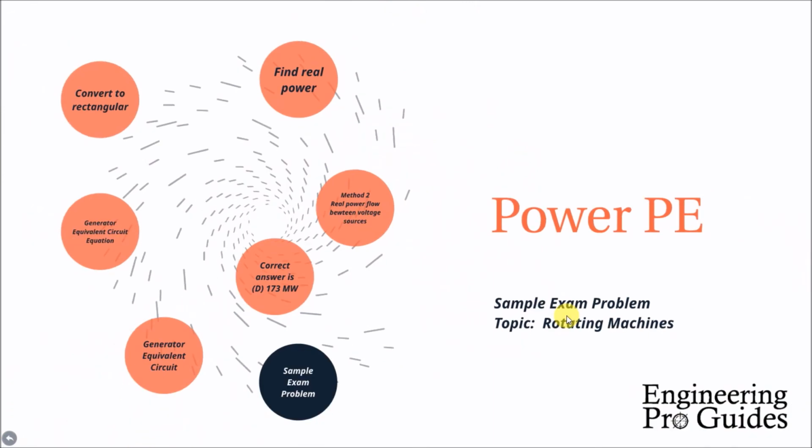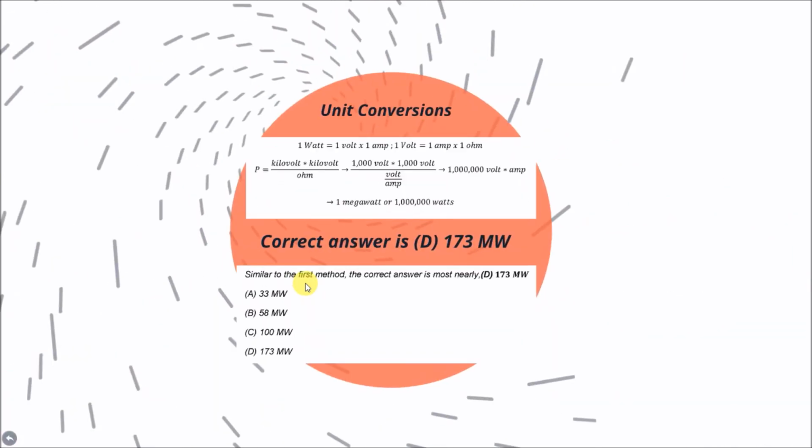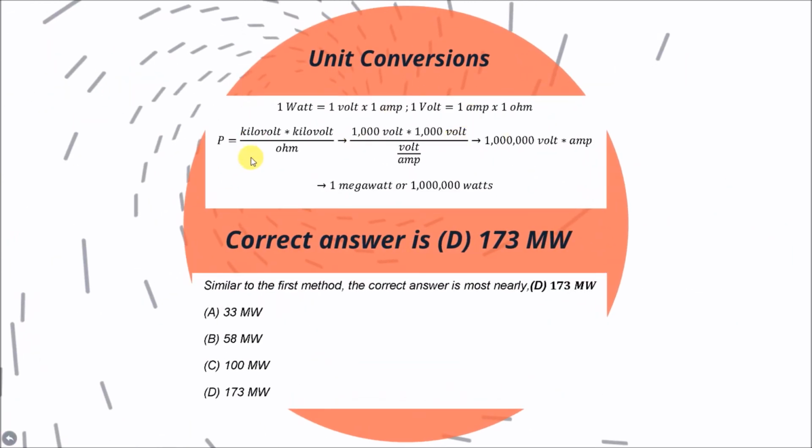So after looking at that equation, if you do not believe the conversion process, where kilovolts times kilovolts over ohms results in megawatts, then I have also put here the proof for the unit conversion. But ultimately, the final answer is D, 173 megawatts, similar to the first method.